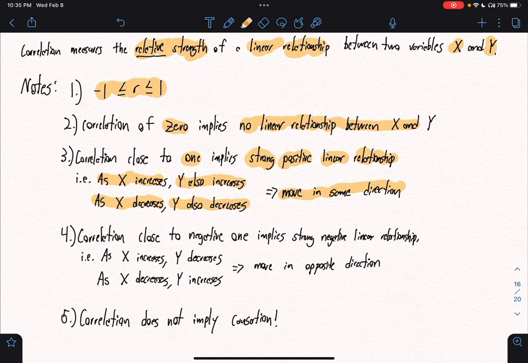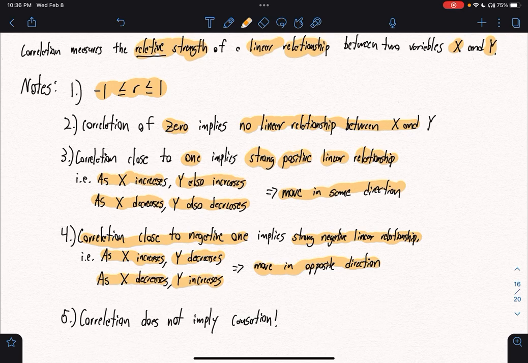Whereas a correlation close to -1 implies a strong negative linear relationship. This is the opposite of a positive linear relationship. As X increases, Y decreases. As X decreases, Y increases. In other words, they're moving in opposite directions. Again, any correlation value between 0 and -1 would be a negative linear relationship, and the closer it is to -1, the stronger the relationship.